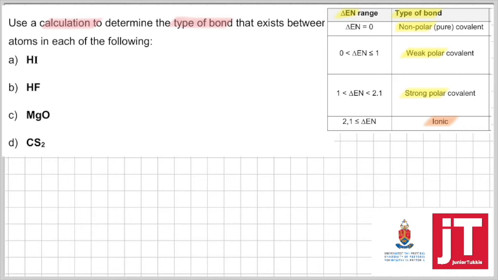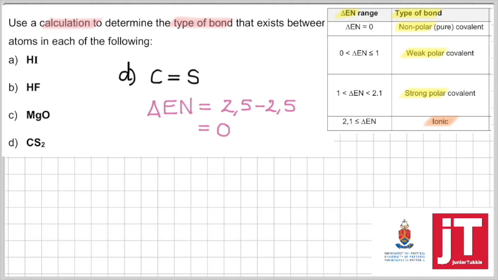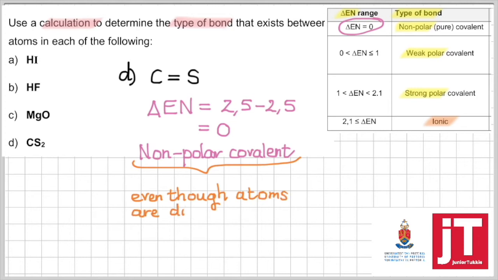In question D, we are dealing with the bond between carbon and sulfur. We calculate the electronegativity difference, but while we do so, we notice that both carbon and sulfur have electronegativities of 2,5. 2,5 minus 2,5 gives us an answer of 0. So here we are dealing with a non-polar covalent bond, also known as a pure covalent bond. And notice that this is the case even though the atoms are different.